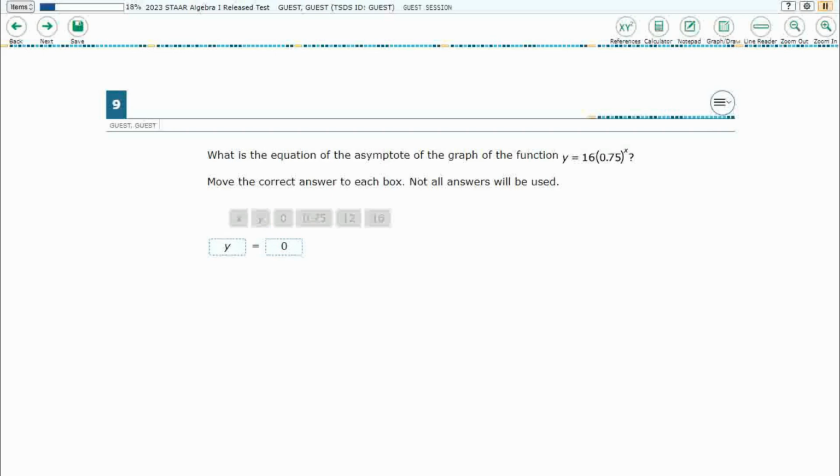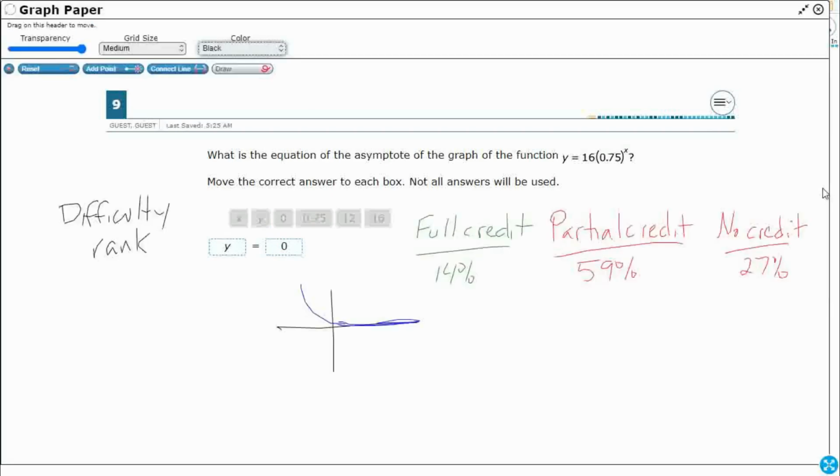Let's see how we did across the state of Texas. So only 14% of students got full credit. They got both points. This makes this second most difficult in the entire test. Now, 59% of the students got partial credit. So if you add those up together, you're going to get about 73% getting 1 point or 2 points. But we're looking for this full credit right here.